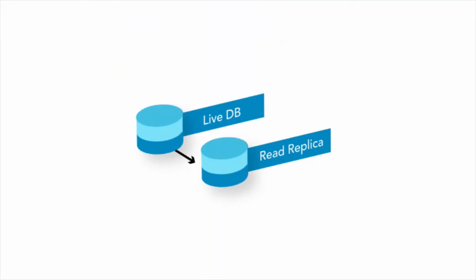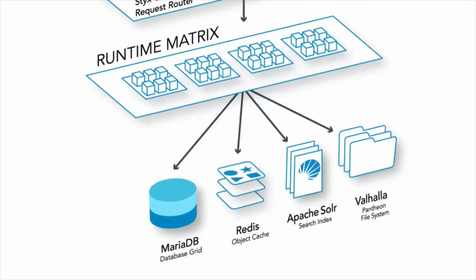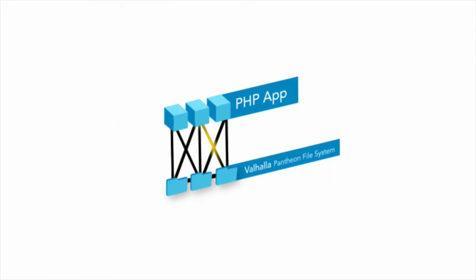Similar to our Runtime Matrix, our database service is based on a grid model and facilitates horizontal scalability using replication topology. This allows you to spread requests across multiple databases to improve site performance and load times. Pantheon's cloud-based file system, Valhalla, runs multiple layers of caching and is designed to stay in sync as you work and scale. Files are replicated for high availability.